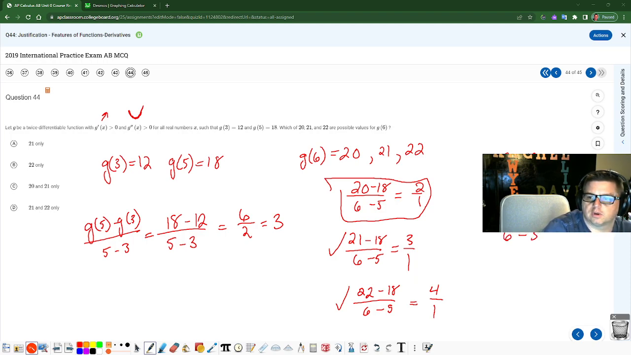6 take away 3. So that's 2. And what is that? 6, 7. That's interesting. That's 9. And that's a 4.5.